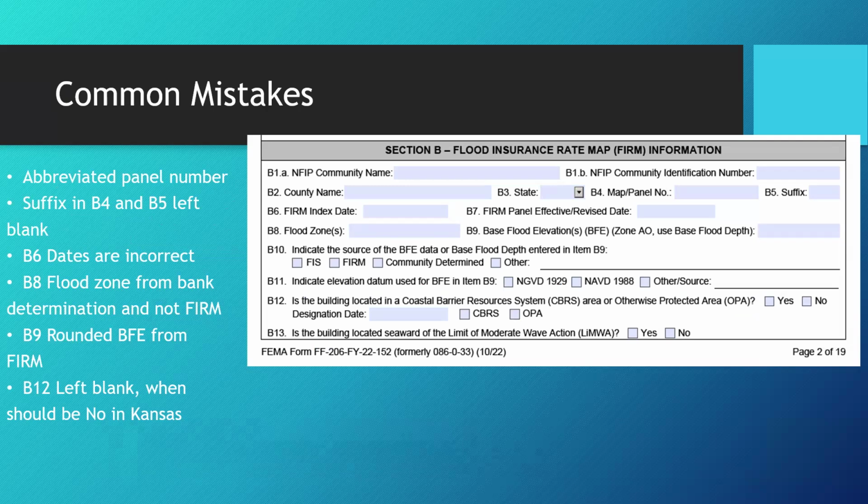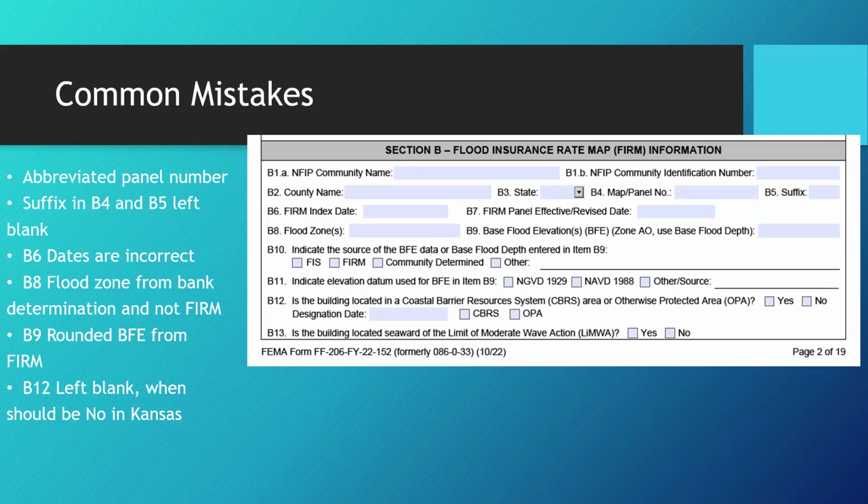So just some common mistakes that we see in this section. The abbreviated panel number, like I said, there is an abbreviation, but it needs to be the full map and panel number. The suffix area is left blank. The dates for the FIRM or the panel could be incorrect. The flood zone determination from a bank. Yeah, that needs to come from the FIRM.